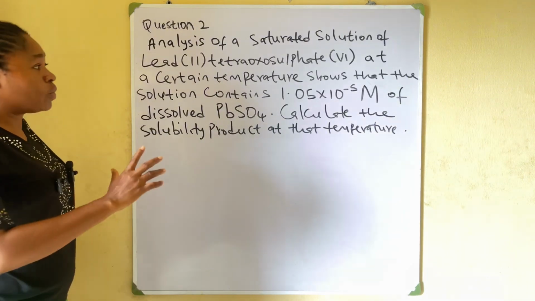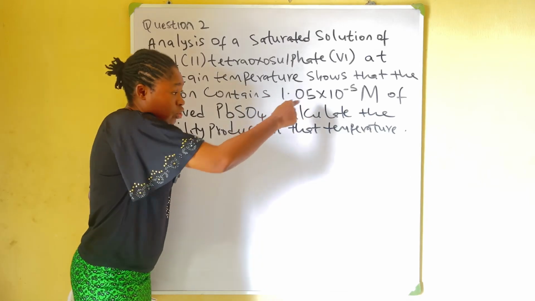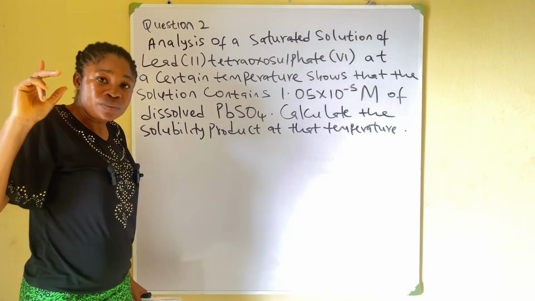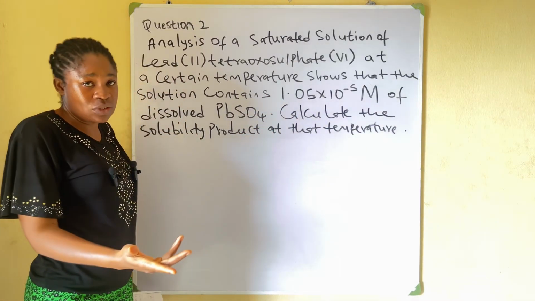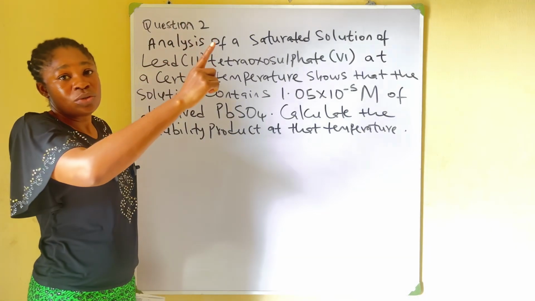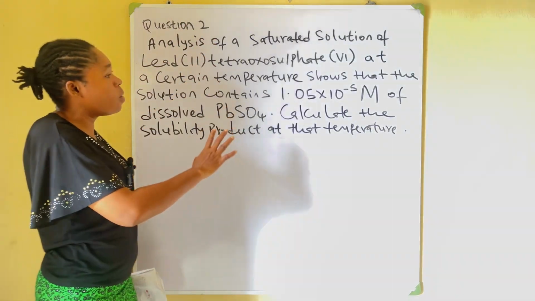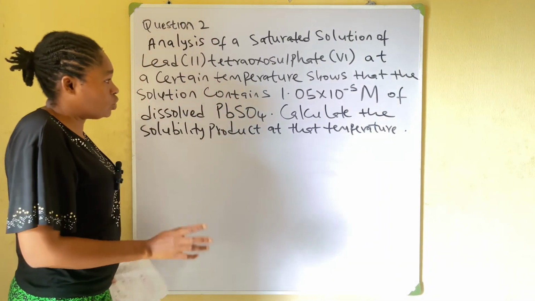So in this question, we are only given the molar concentration. In the other one, we were given a volume and the mass in grams, which we converted to what? To mole per dm cube. So in this case, we're only given mole per dm cube, so we don't need to do any conversion.